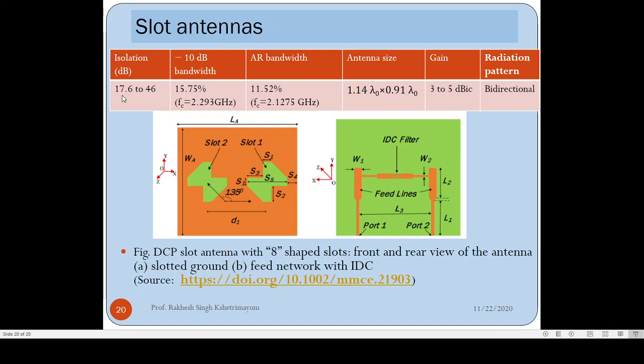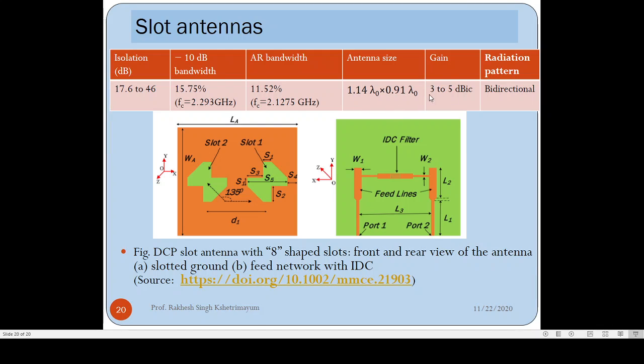So we have isolation within the bandwidth of the antenna of around 17.6 to 46 dB, and the minus 10 dB bandwidth is around 15.75% at center frequency of 2.293 GHz. Axial ratio bandwidth is 11.52% at center frequency of 2.1275 GHz. Antenna size is also quite small, 1.14 lambda naught by 0.91 lambda naught.